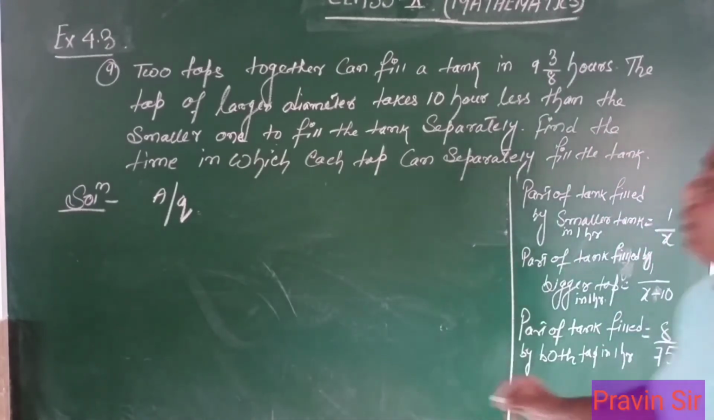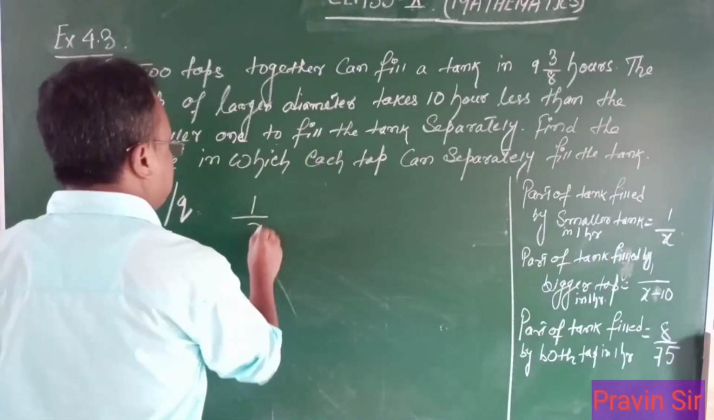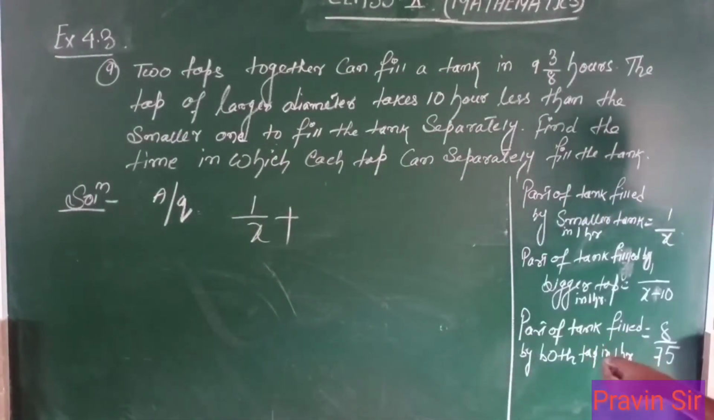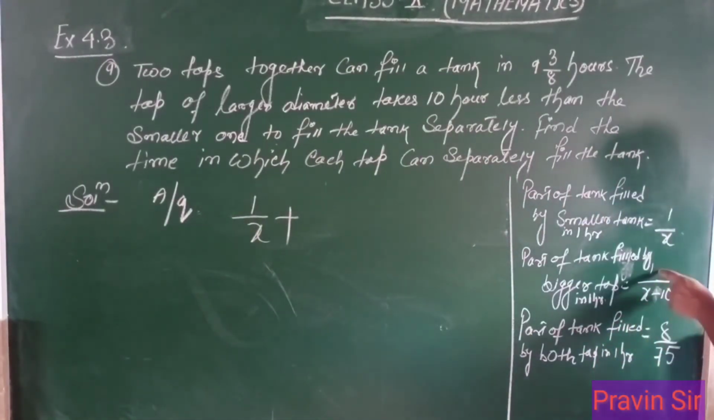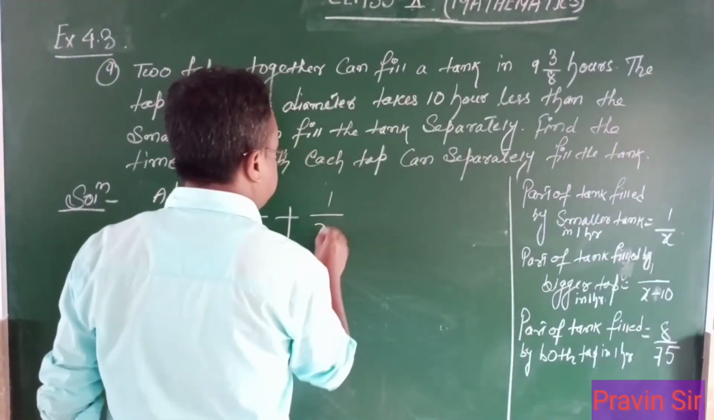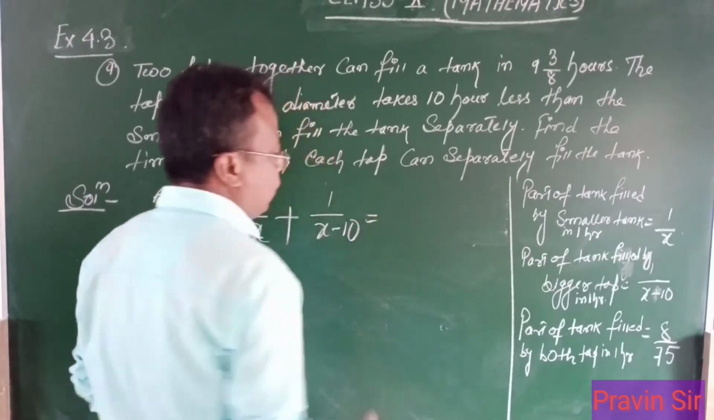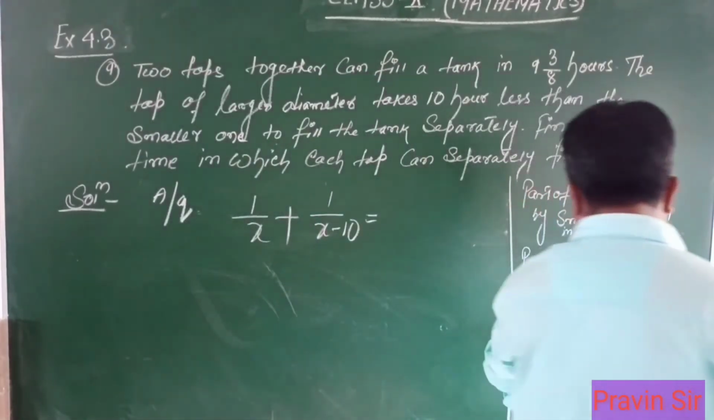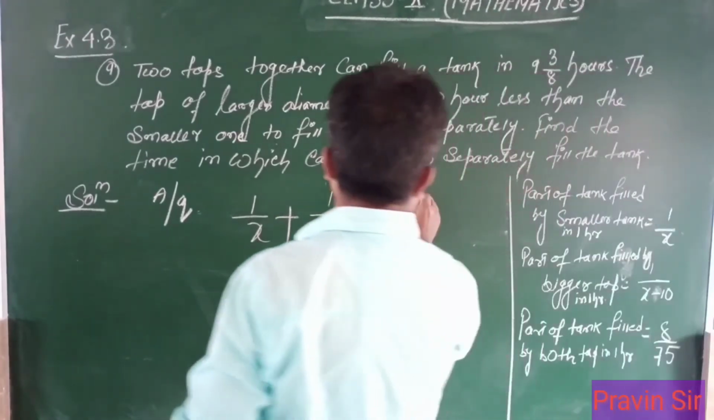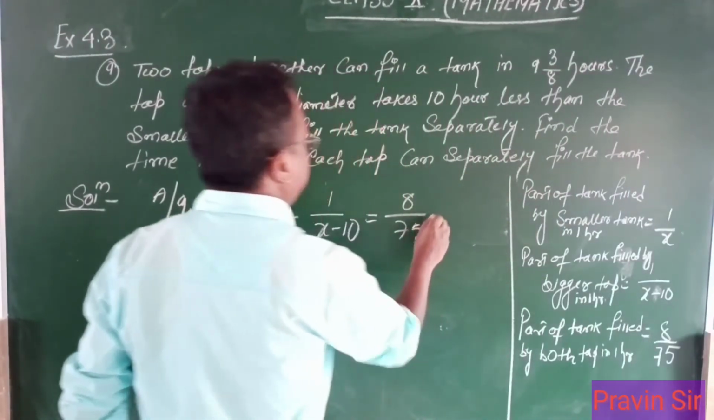1/x. So this one, 1/x, together means plus, and the bigger diameter tap in 1 hour fills that much part of the tank, 1/(x minus 10). And both together, how much time did it take? In 1 hour how much part? Here let us take the part. How much part is filled by the taps is 8/75. Okay, now solve this one, we will get your answer.